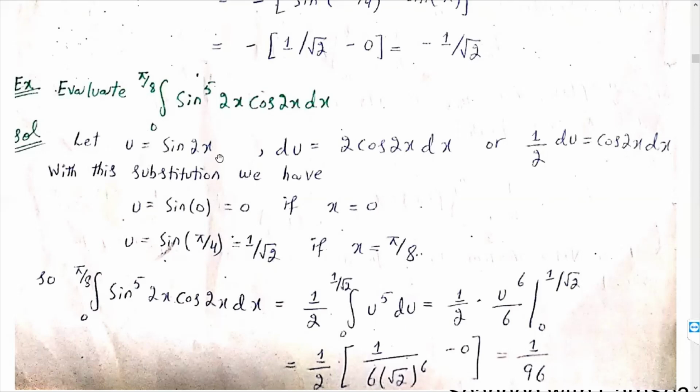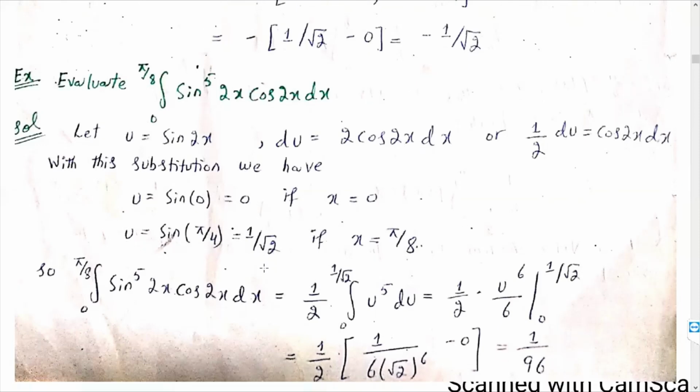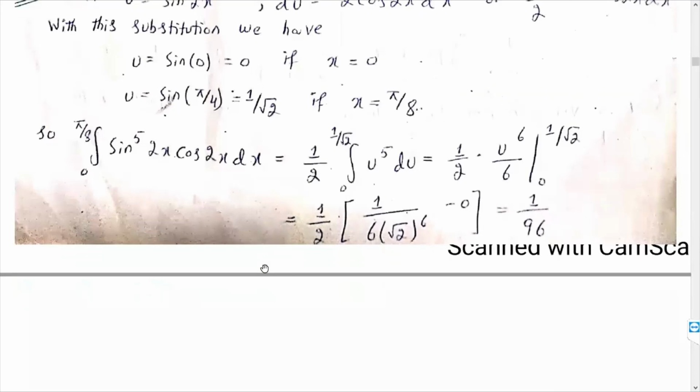If x is pi by 8, the value of u is 1 by root 2. Now replacing the old limits with the new ones and doing the substitution, I get u raised to the power 5 du, and 1 by 2 is a constant, so it is out of the integral.